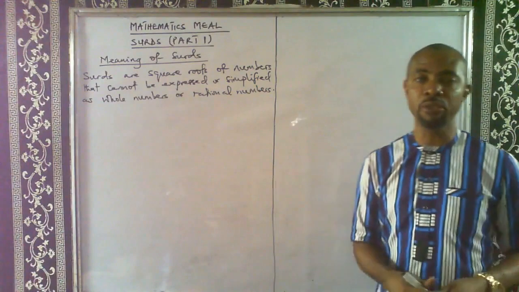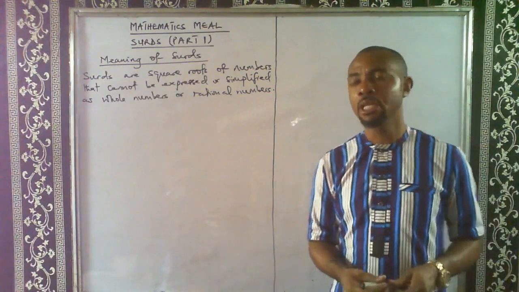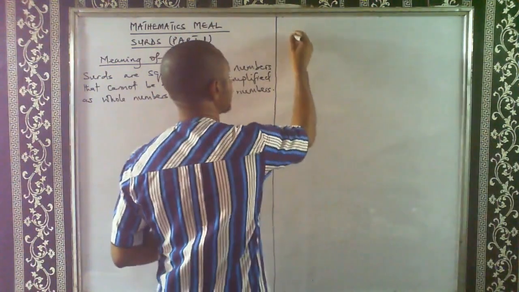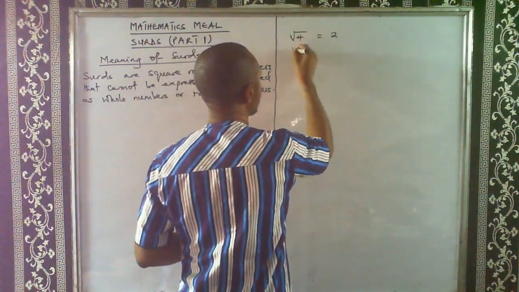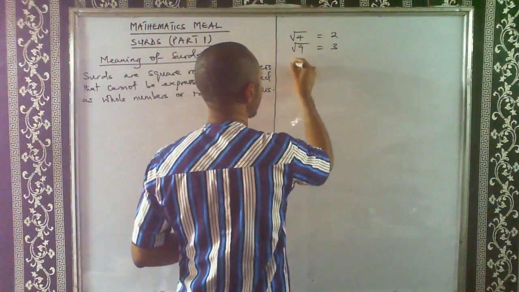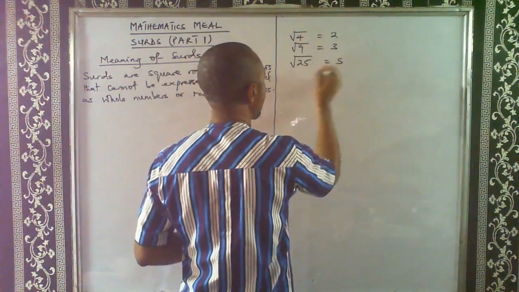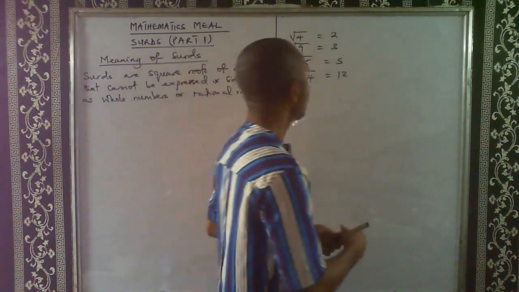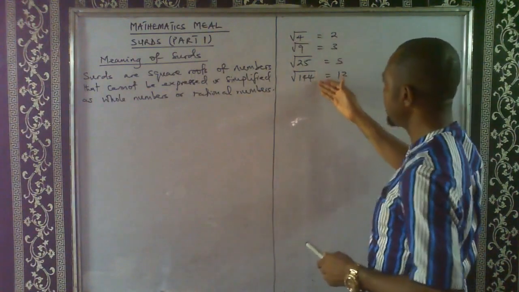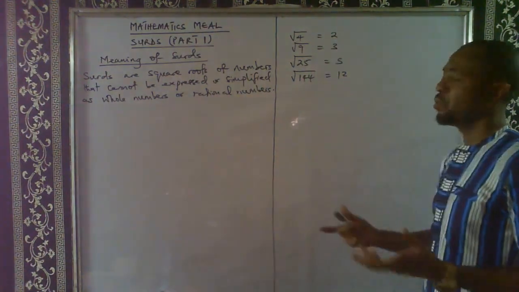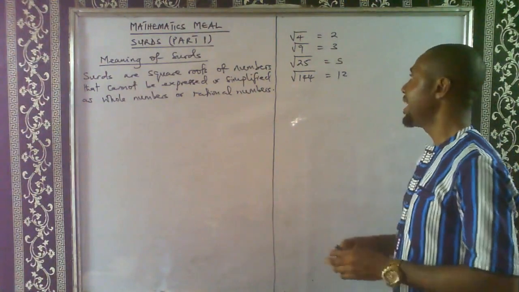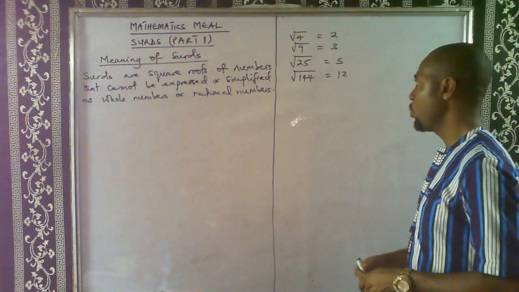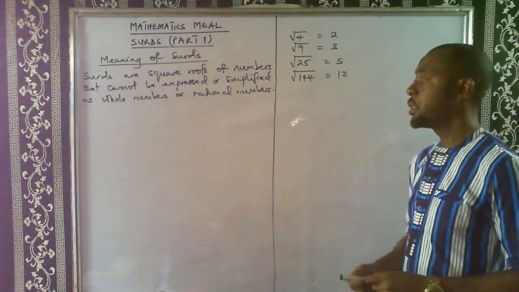When you have square roots that cannot be expressed as whole numbers, those square roots are known as what? Surds. For example, we know that the square root of 4 is 2, the square root of 9 is 3, the square root of 25 is 5, the square root of 144 is 12, and so on. These numbers, their square roots can be expressed as whole numbers. So they are not surds. But if you have a number whose square root cannot be expressed as a whole number, the number is said to be a surd.